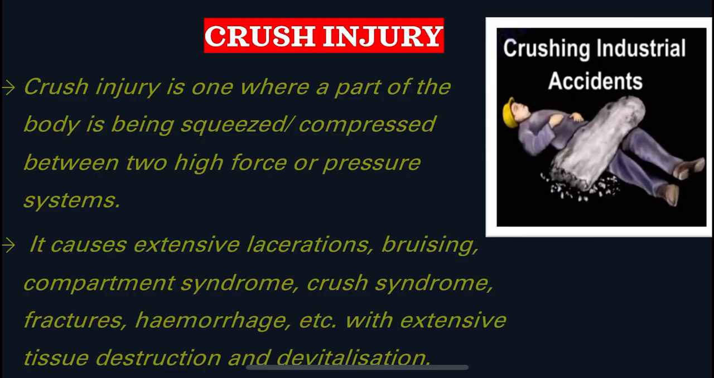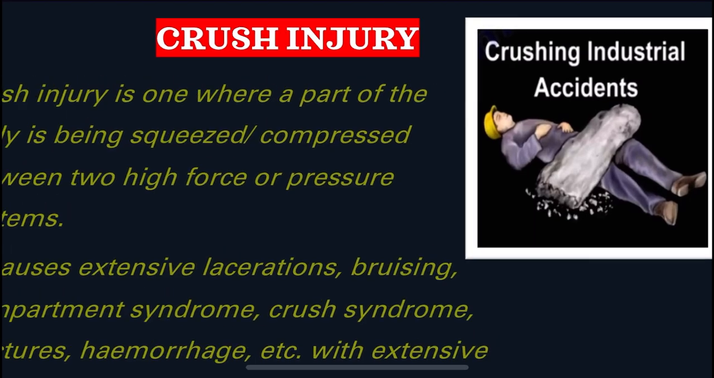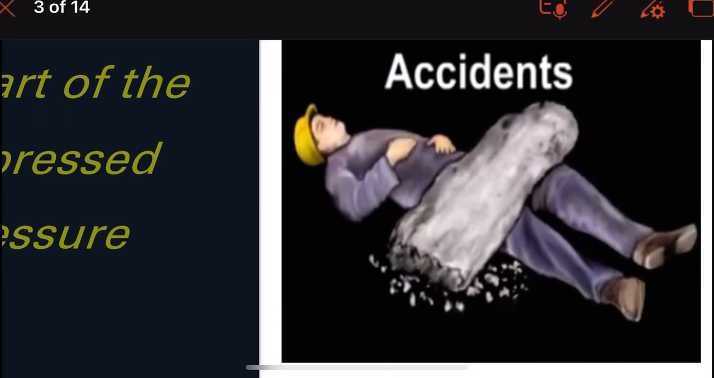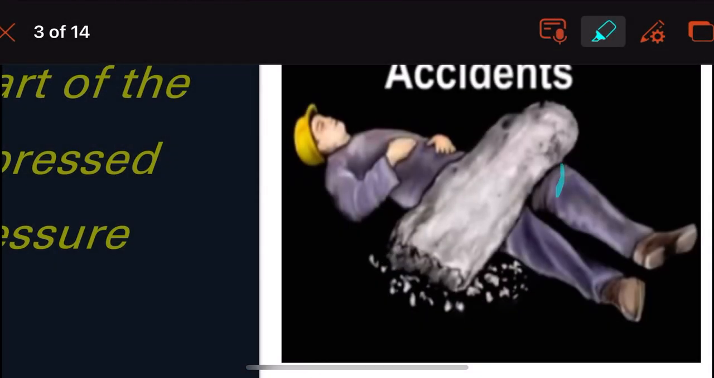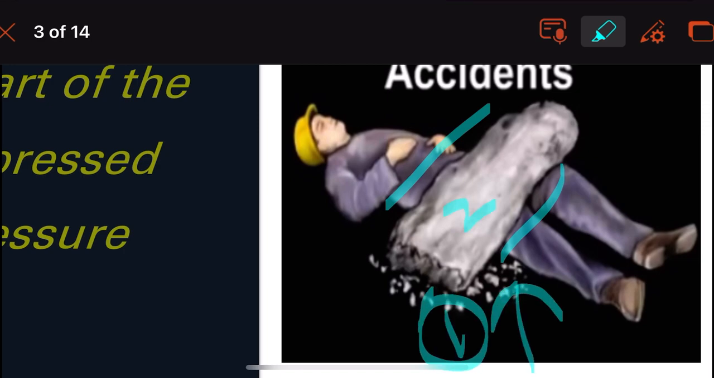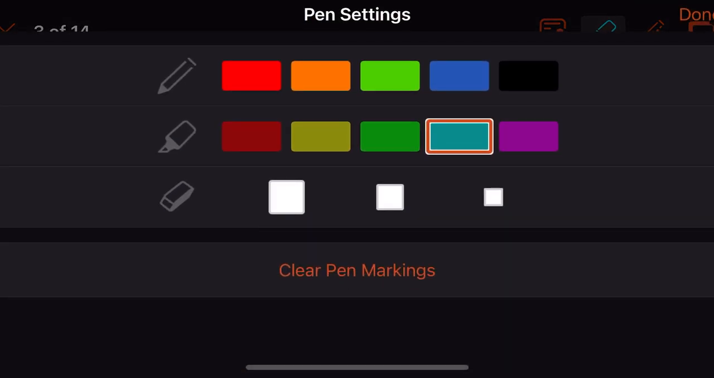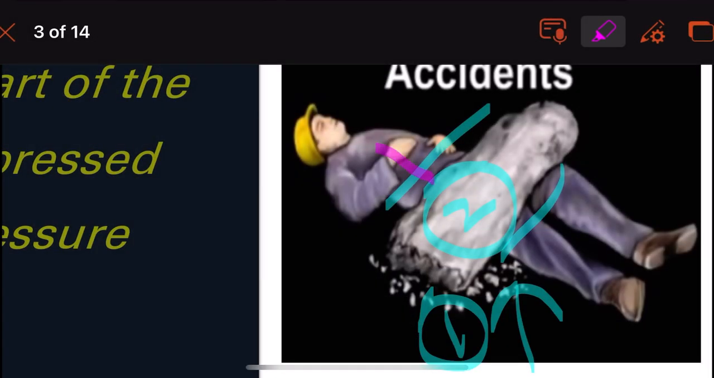Crush injury occurs when a part of the body is squeezed or compressed between two high forces or pressure systems. So you can see here this part of the body which is squeezed between the two forces, the one which is exerted by the ground and the other one which is exerted by this object. Then it is crushing this part of the body. The crush injury is occurring when it is squeezed between the two pressure systems or the two forces.